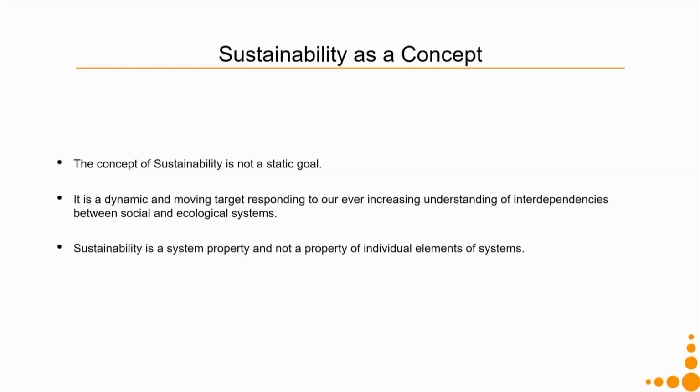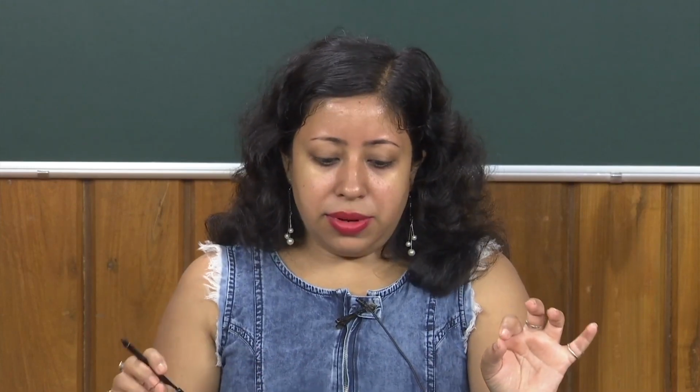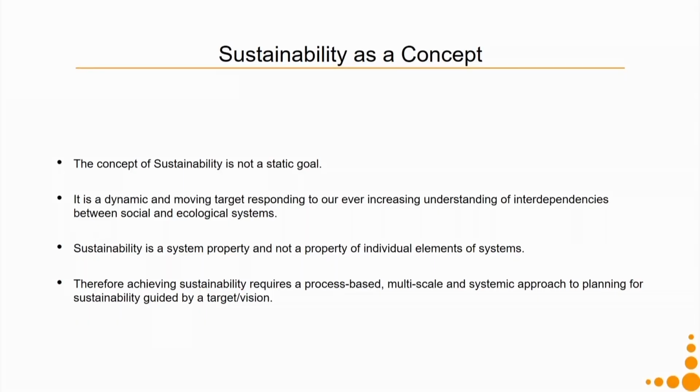Also, sustainability is a system property, it is not a property of an individual element of the system. If we just change the bottle, that is not going to bring in sustainability, because it is just an individual element of the system. Therefore, achieving sustainability requires a process-based, multi-scale, systemic approach to planning for sustainability guided by a target or vision. So, you could see the target or vision becoming bigger and bigger from level 2 to level 3 to level 4.